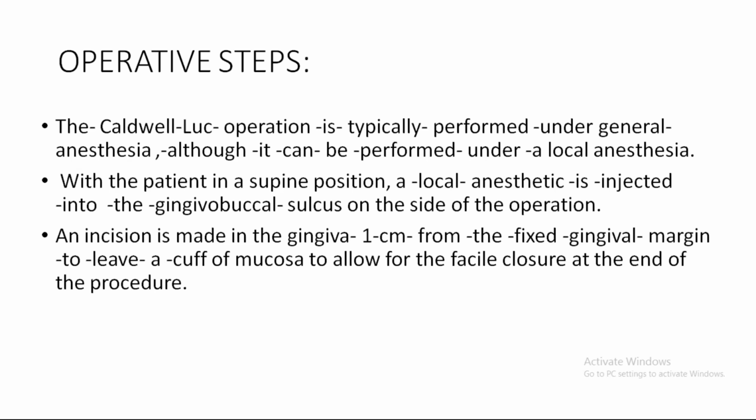Because this 1 centimeter avoids injury to the root of the permanent teeth, because once you injure the root, the tooth will die. Then you have to remove it and keep another tooth. And second, this 1 centimeter will help you to suture it after the surgery. If you give an incision very close to the fixed gingival margin, then we have seen it's very difficult to take the bite. And when you take a bite, the mucosa will be tearing, and then it may cause problems. So this is written over here.